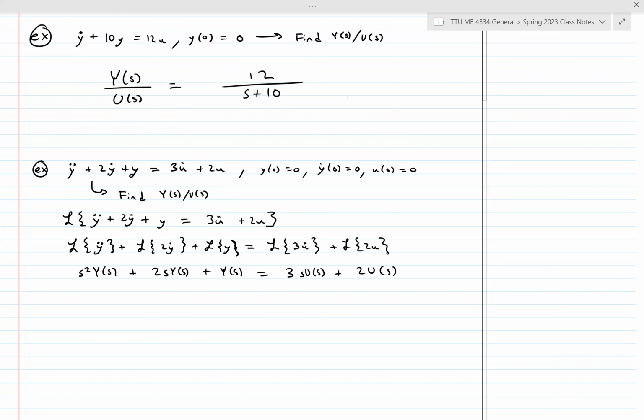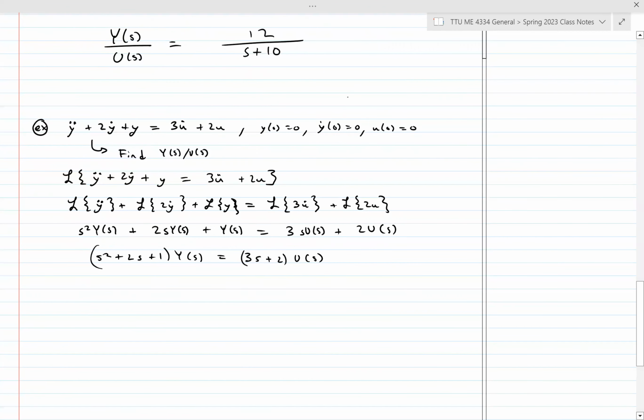We just need to group things together and then solve for y over u. Pretty straightforward. Same as the first case, just a few more steps to it.